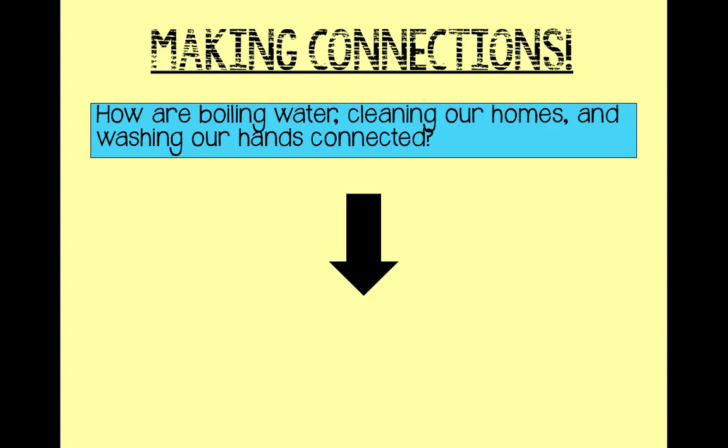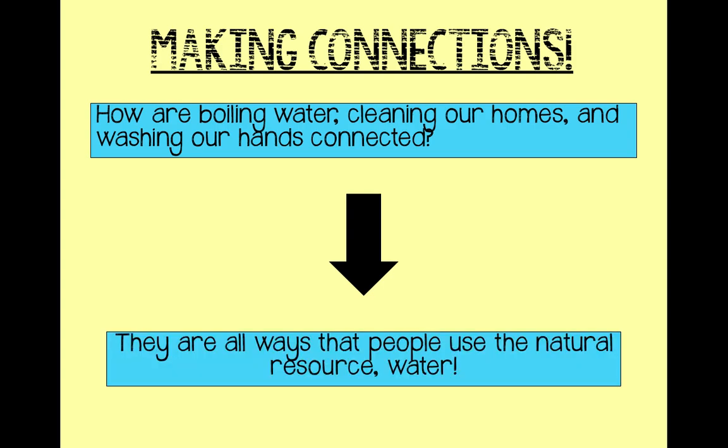So how are boiling water, cleaning our homes, and washing our hands connected? Did you say that they are all ways that people use the natural resource, water? You are correct. They are all ways that we use water. There's many, many other ways, but we're just looking at the ways that were given to us in the text. All right, now let's do one more.